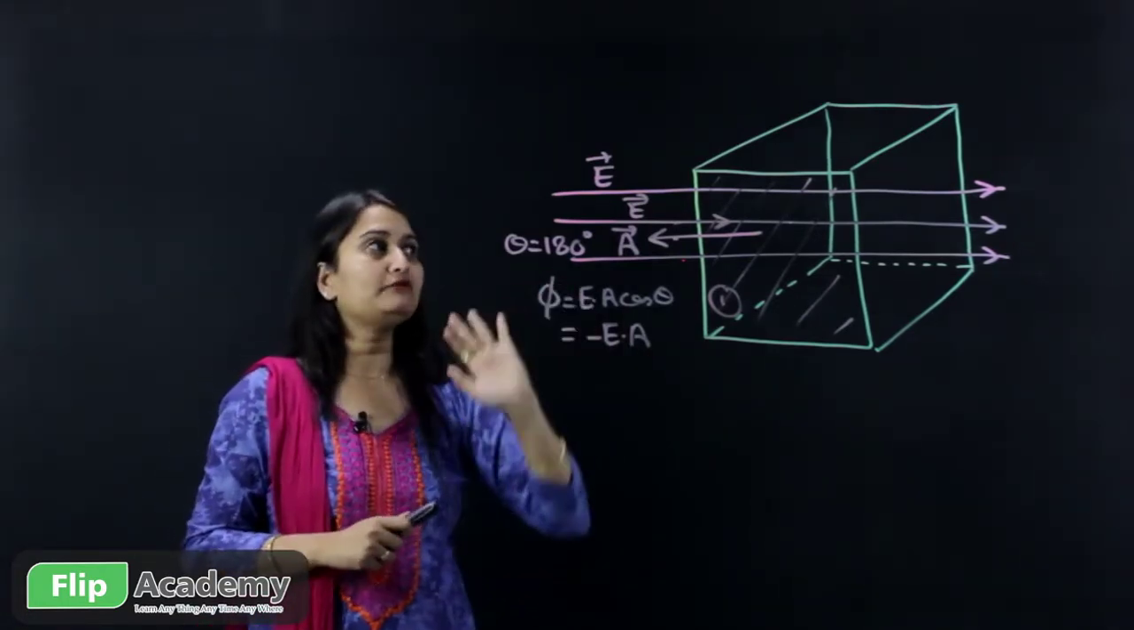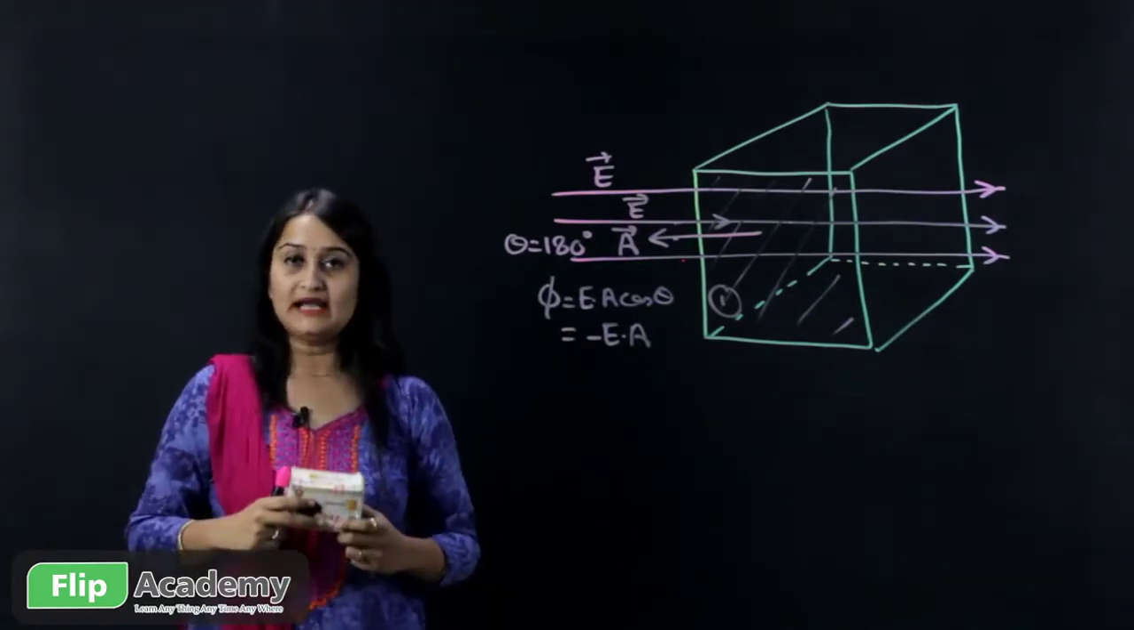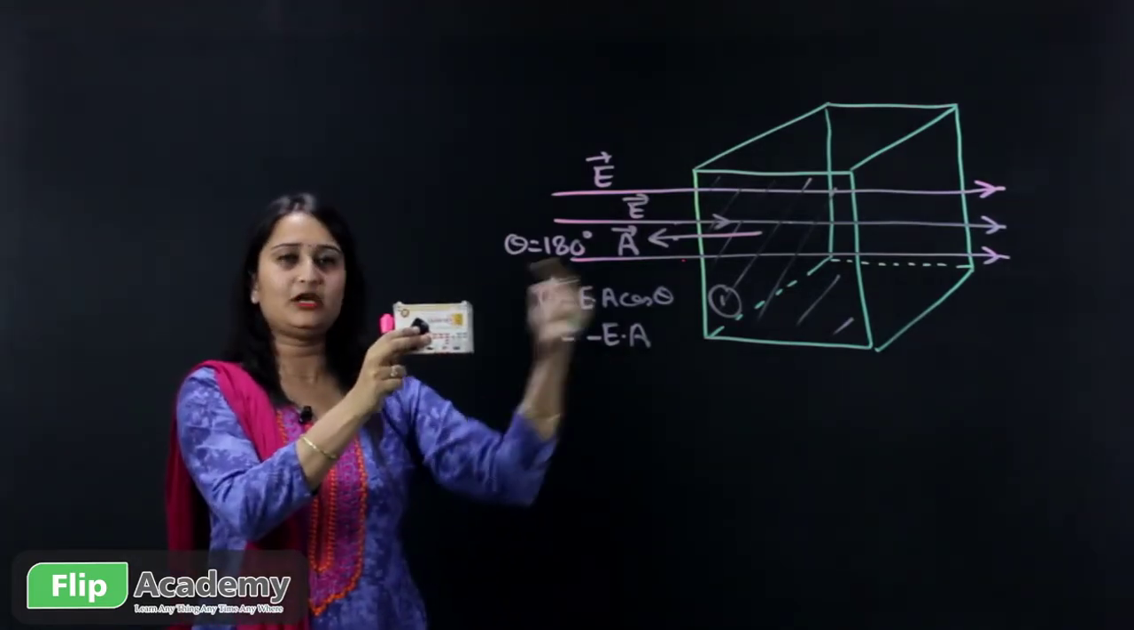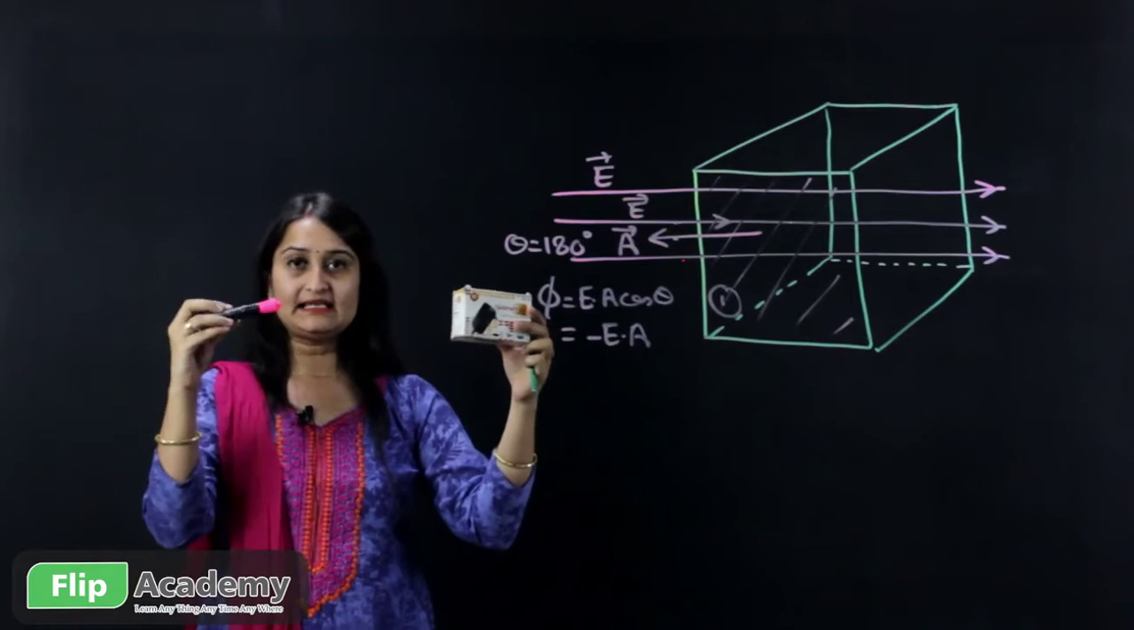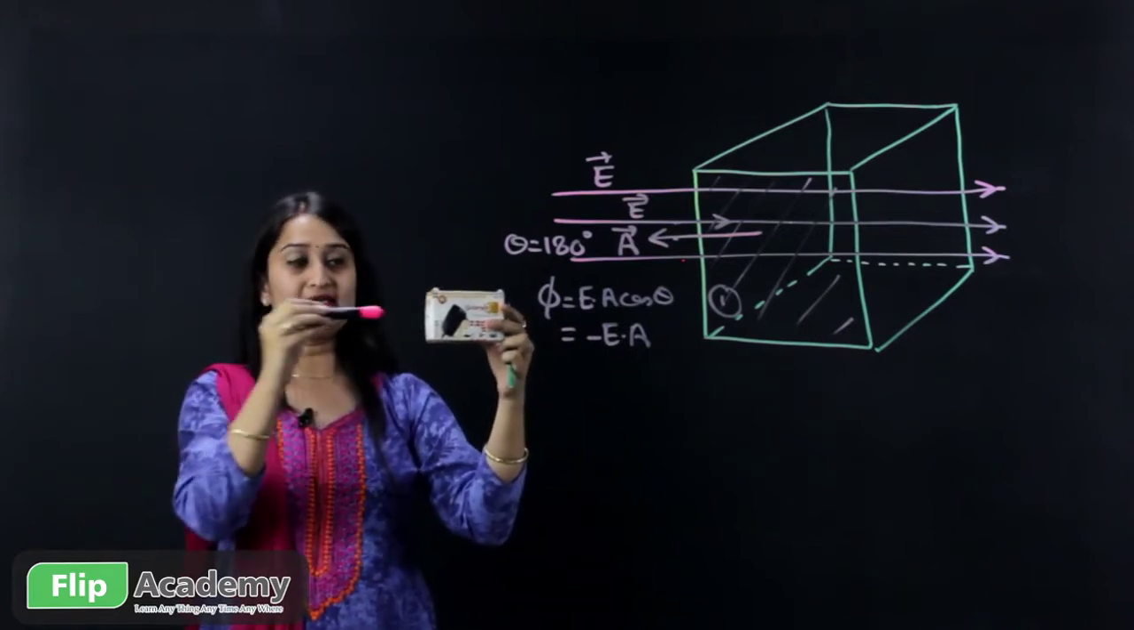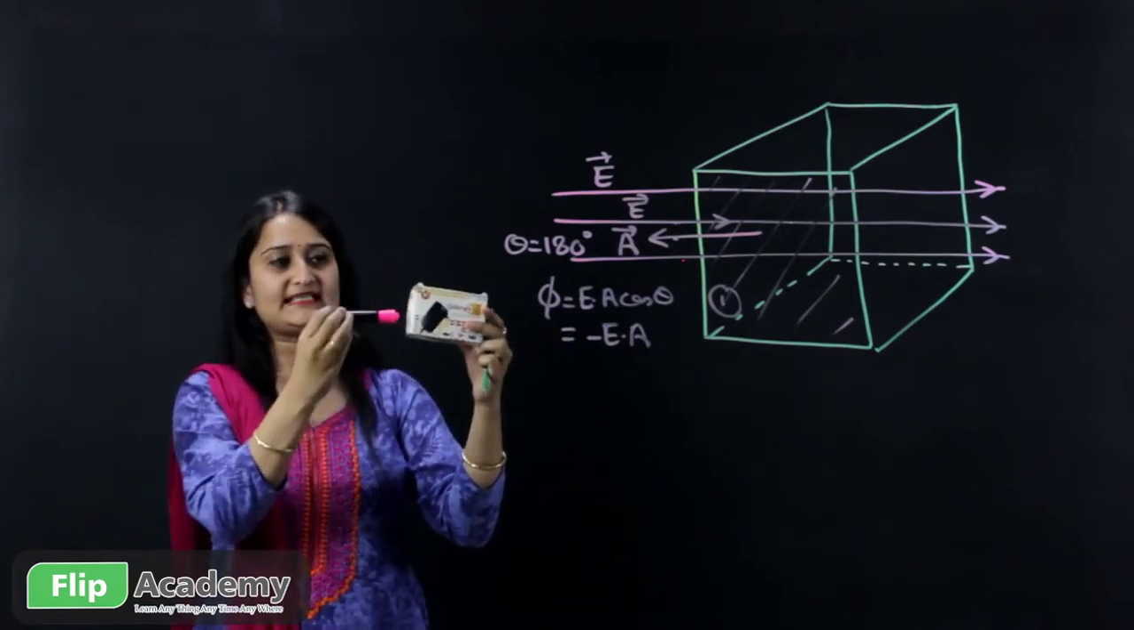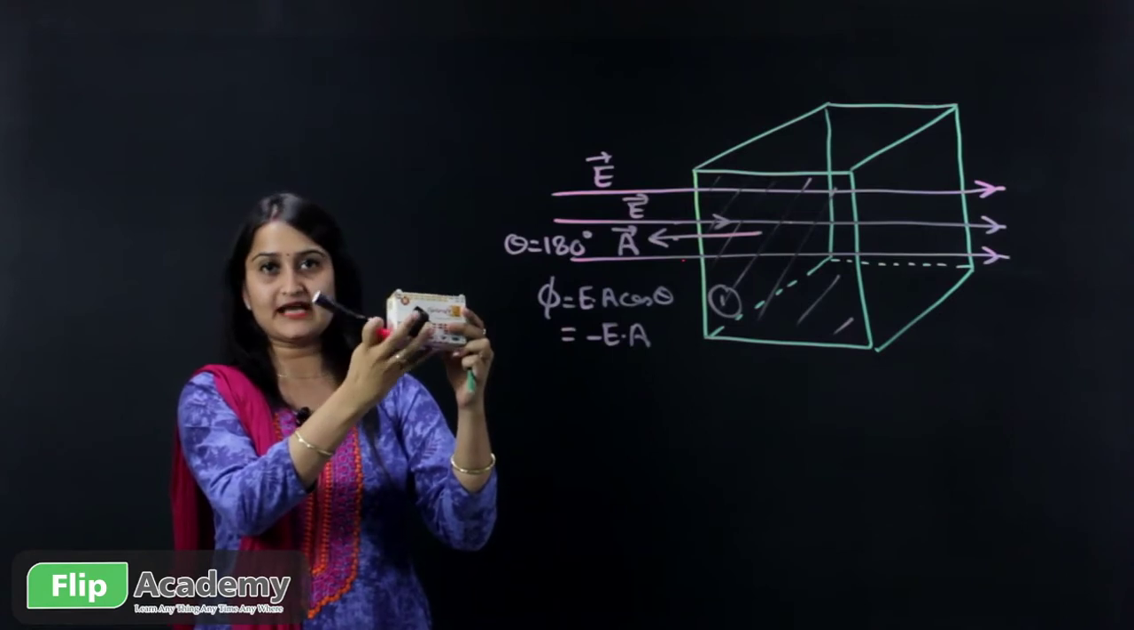Similarly, you have to solve for all the surfaces. Now let's consider this cuboid. This is similar to that of the cuboid. These are the electric lines of forces which are directed towards the cuboid. You can see here, these are the electric lines of forces directed.